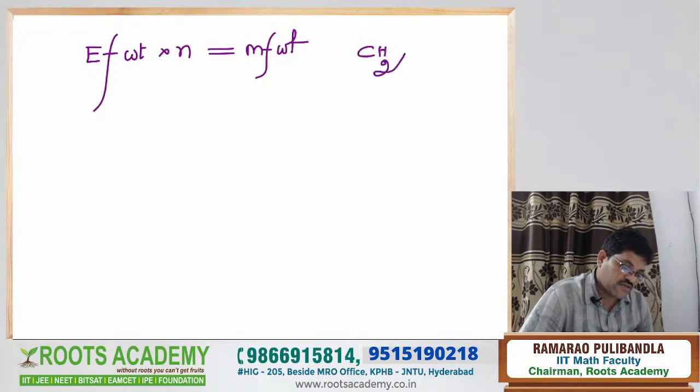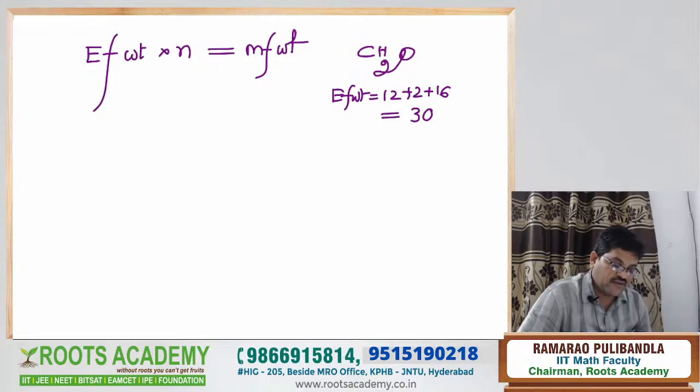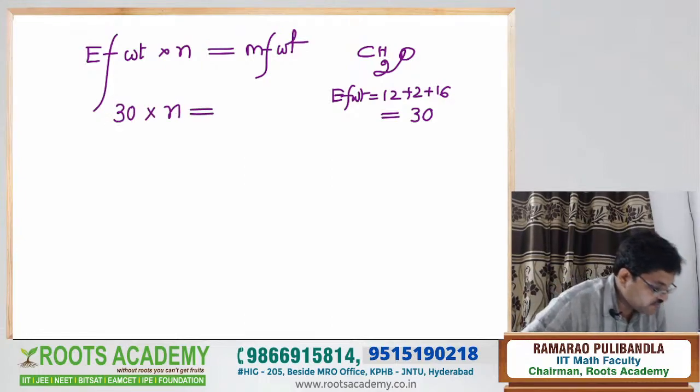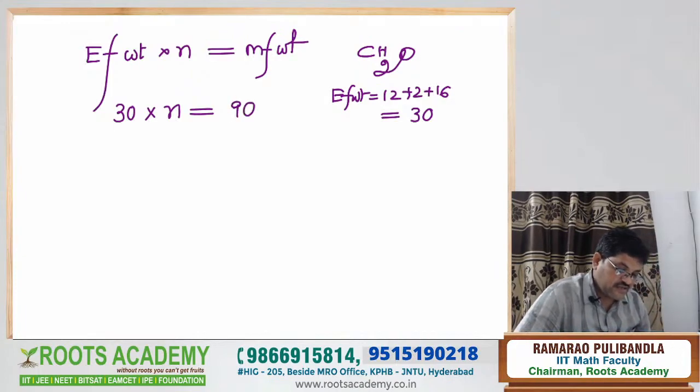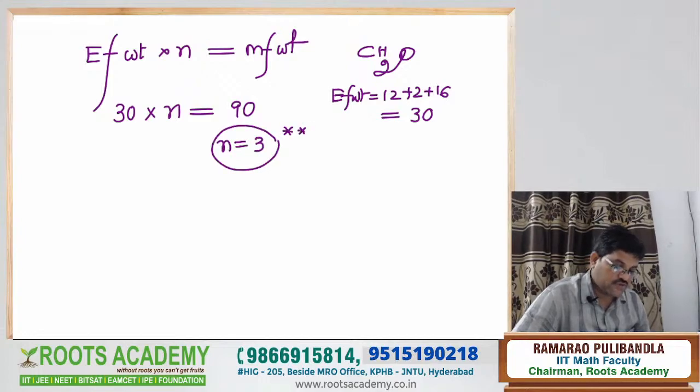So this is CH2O. First you write the empirical formula weight. How do you get it, brother? 12 plus 2 plus 16, that is equal to 30. Understood, Nana? From that, the empirical formula weight is 30 into N. N means a whole number. And you get the molecular formula weight, which is 90. So on simplifying, N is equal to 3.